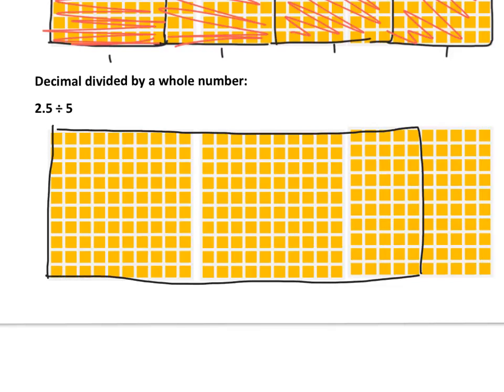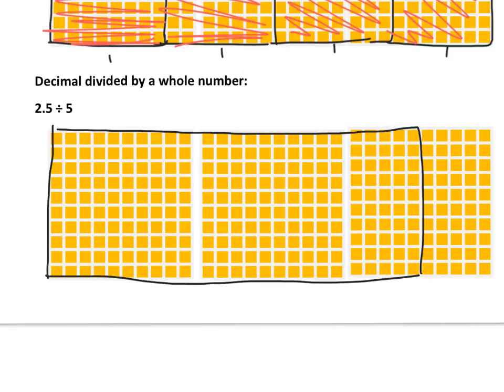Okay. And then I'm going to count how many tenths I have out of the 2 5/10. So that's going to be 1, 2, 3, 4, 5, 6, 7, 8, 9, 10. And then 10 more is 20. And then 5 more is 25. So I have 25 tenths. And I'm going to make 5 groups out of that 25 tenths. So that means that 25 tenths divided by 5 will give me 5.